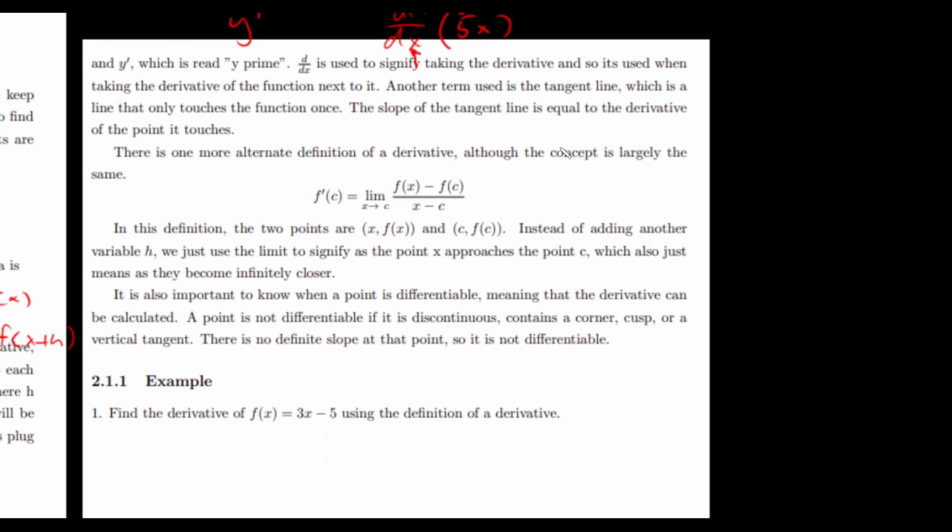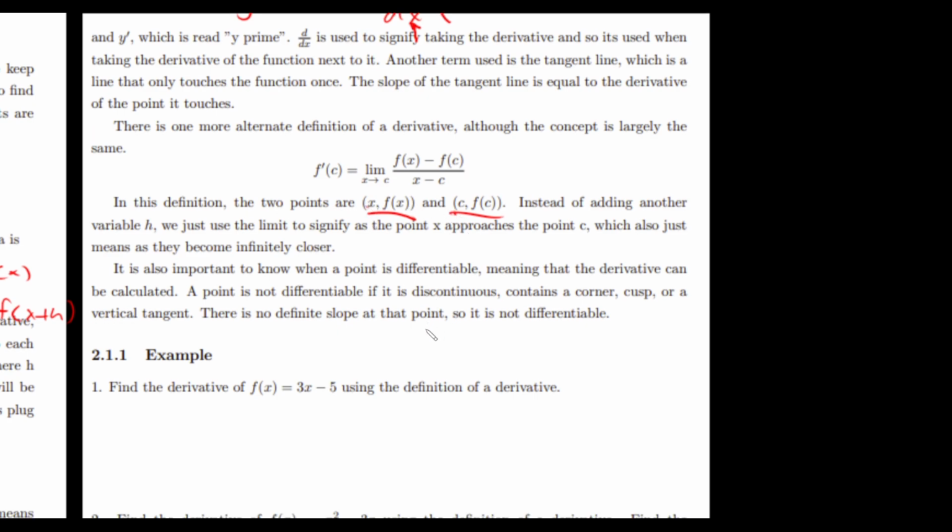And there's one more way to write the definition of a derivative. This is your second definition of derivative. It looks a little different, but it's the same thing. It's basically your 2 points are x and f of x, and c and f of c, and you're saying as x approaches c. It's the same concept here, right?